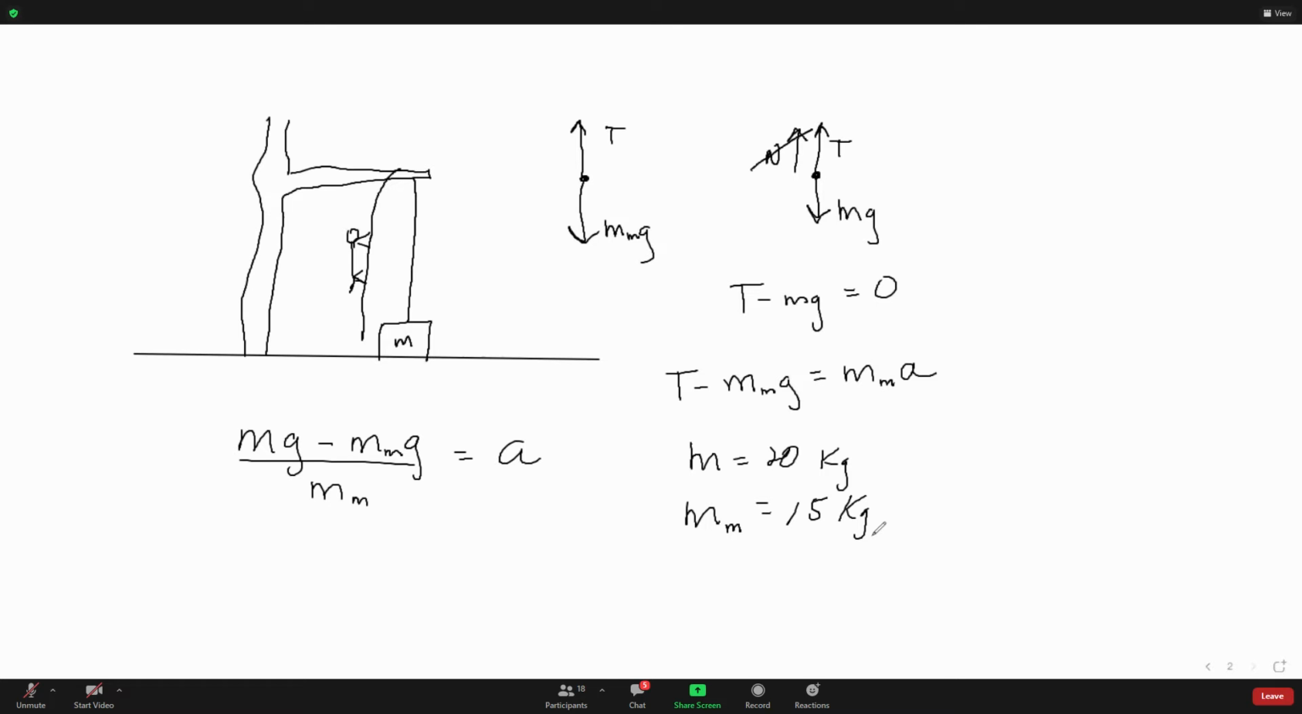Oh, actually, you can do it in your head. A is equal to g over 3. So about 3.3, let's say, meters per second squared. That's actually a pretty good acceleration for climbing up a rope. Okay, does anyone have any questions on this particular problem?